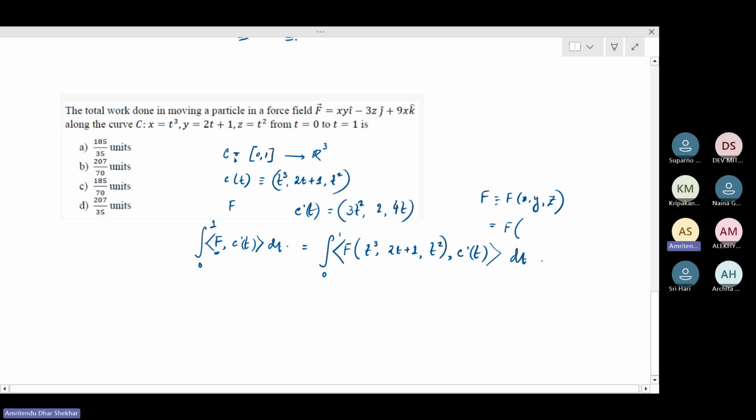Okay, so this is dot product. I'm going to use angular brackets for that. Okay, you can complete the integral. I hope it's clear. Then we can try to look at some other problems.